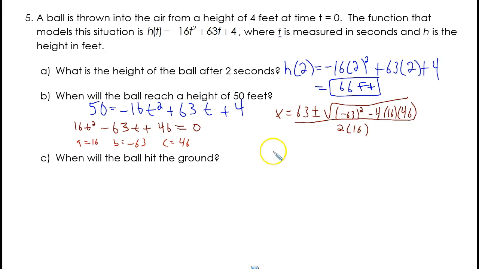Probably going to get some big numbers, but I'm going to speed up through this and see if we can get our answer.